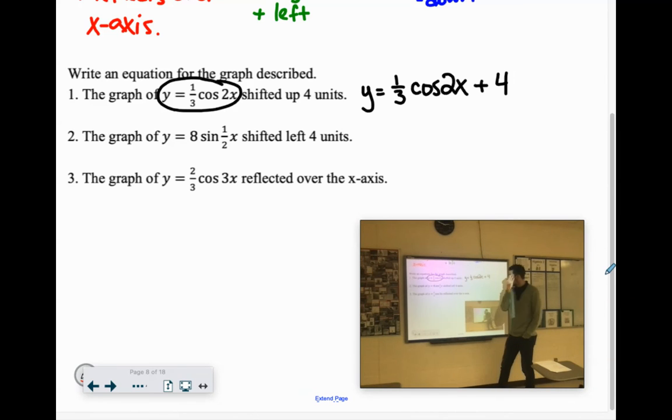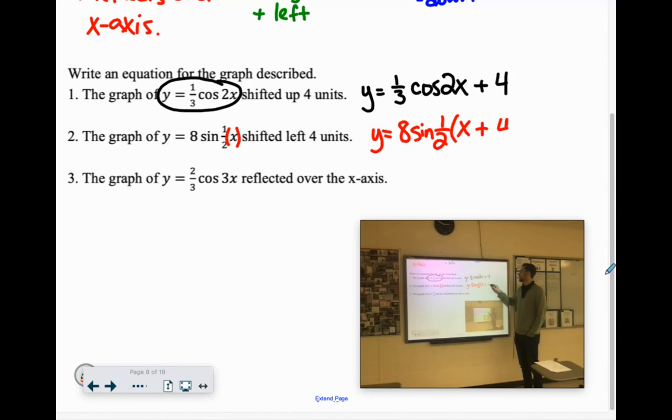The graph of this shifted left 4 units. So remember, the right and left shift would go in parentheses with the x. So we'll still have the y equals 8 times the sine of 1/2. Then we'll have parentheses. And left is when you have plus in parentheses with it. Okay? That's your horizontal translation.